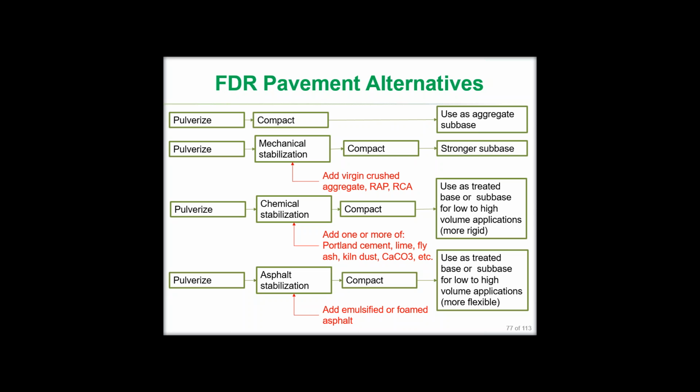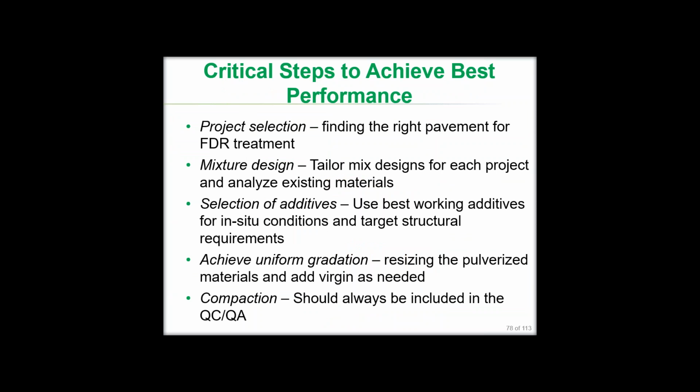And the final alternative is the asphalt stabilization. In this case, we stabilize after pulverization by using emulsified asphalt or emulsified agents or foaming, followed by compaction. And this gives us again a treated base or subbase for low to high volume applications, which is a little bit more flexible than the layer stabilized by cement or chemical alternatives.